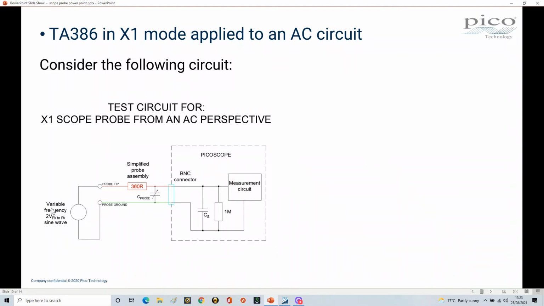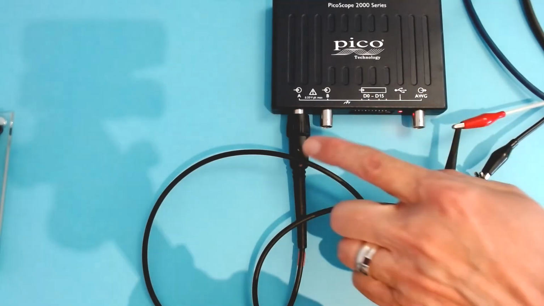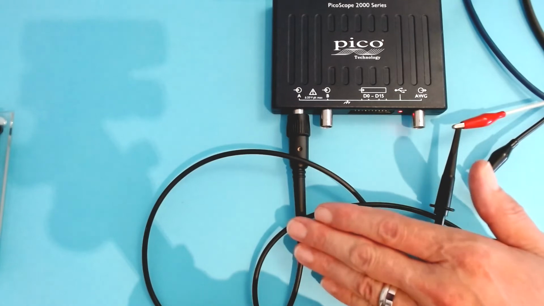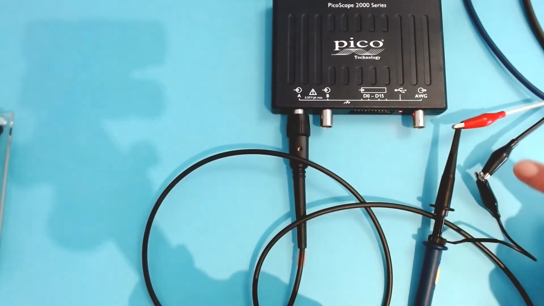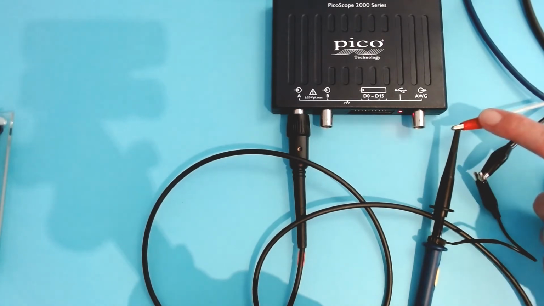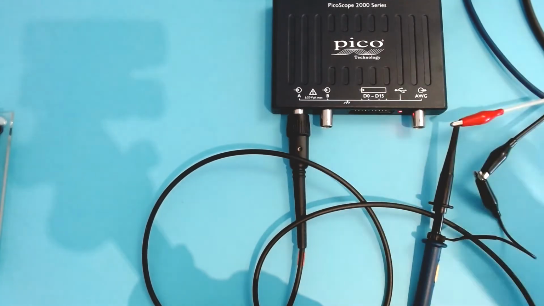So what we now have is a 2-volt peak-to-peak signal generator doing a sine wave, going to our probe tip, and we've grounded it, and it goes through this to our picoscope. Let me show you what I've done in reality, if I can change my screen over. There we have our picoscope, channel A with our TA386 probe, and it's connected to the signal generator lead. This is the ground of my signal generator, and this is the output of the signal generator going to my hook probe. So that's the circuit I've got.